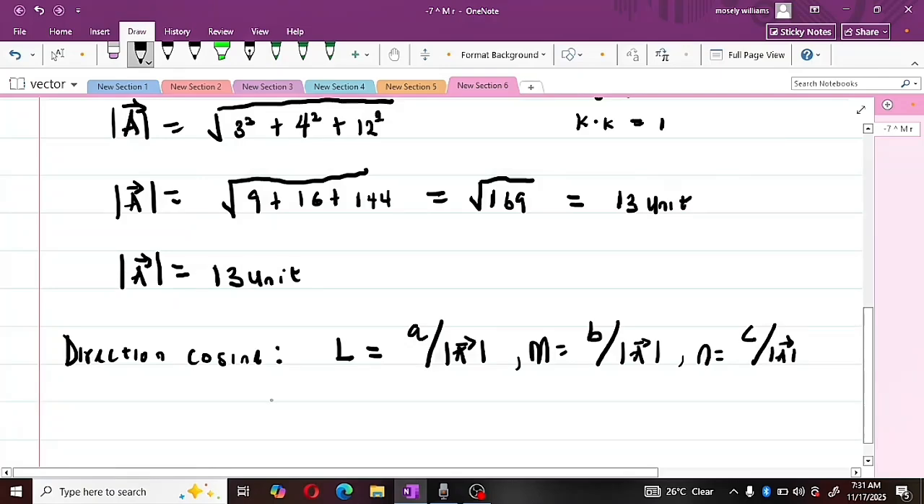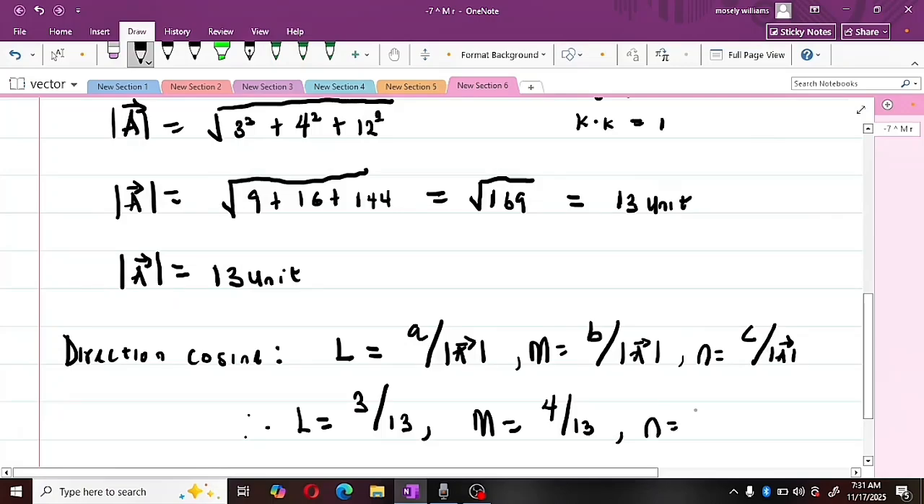So, our answer is here already, which implies that our l will just be what? What is our a? That is 3. 3 over what? 13. Can you see? m is equal to what? 4 over 13. And last but not the least, our n will be equal to 12 over 13. It's as simple as that.